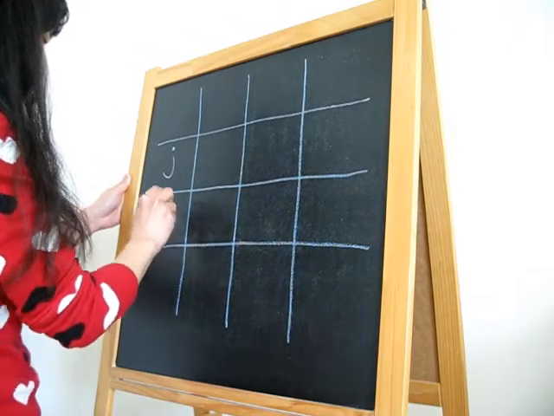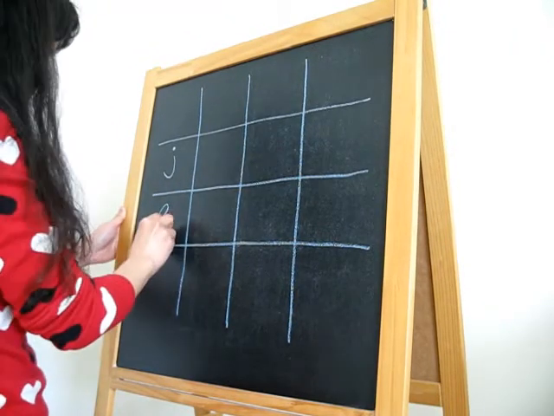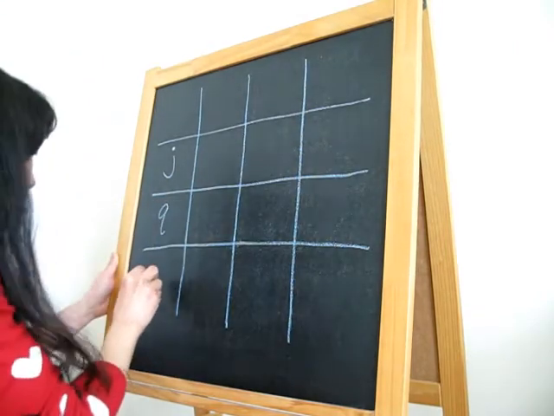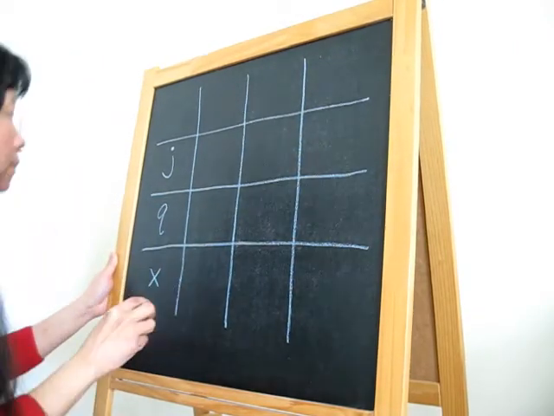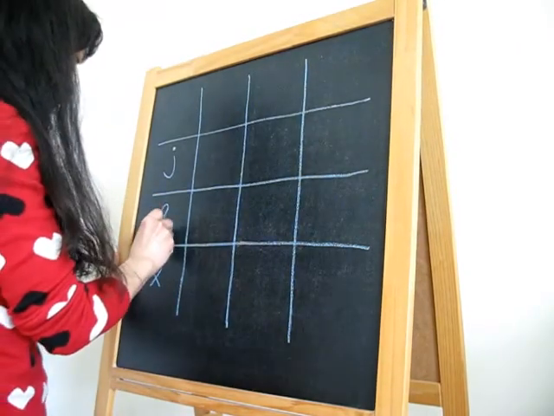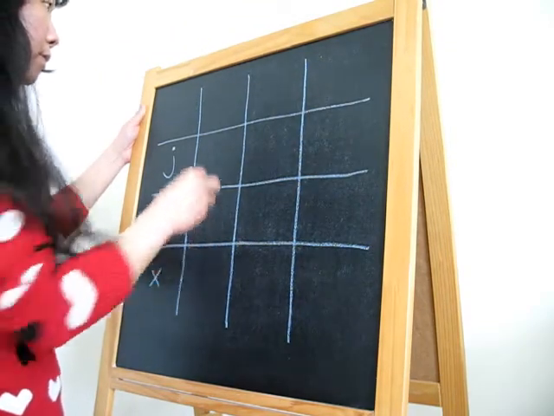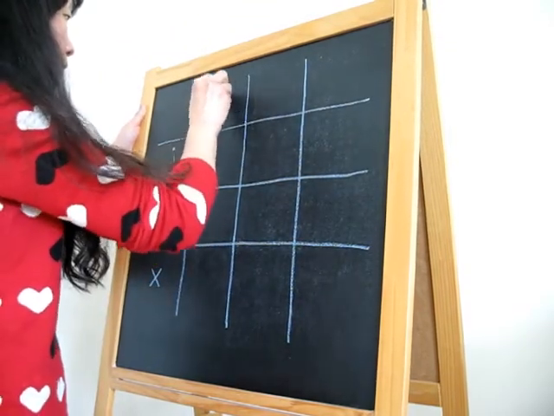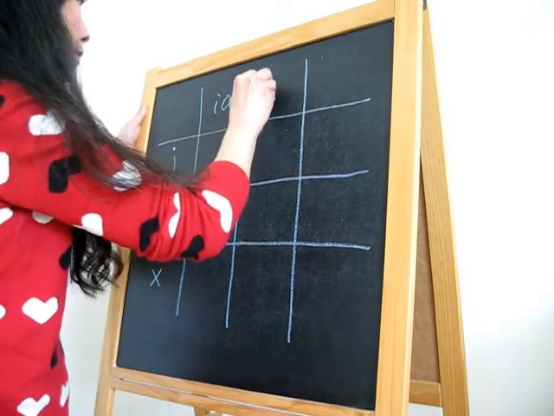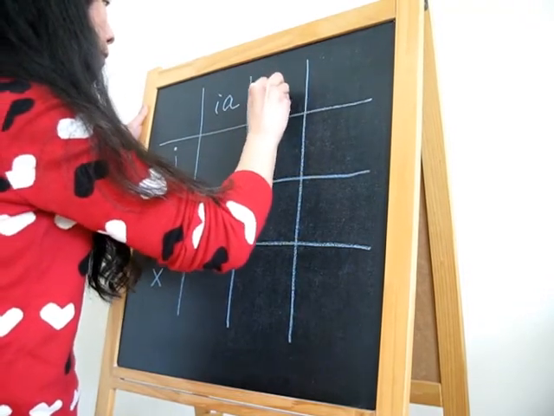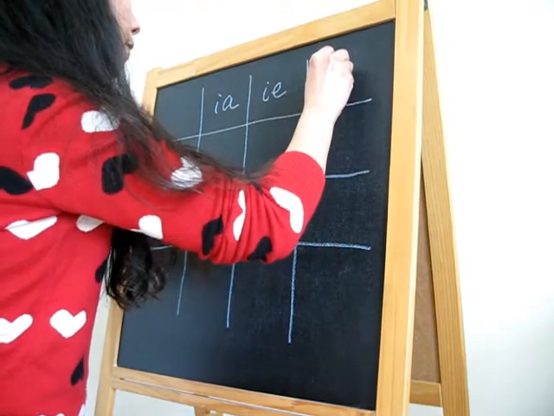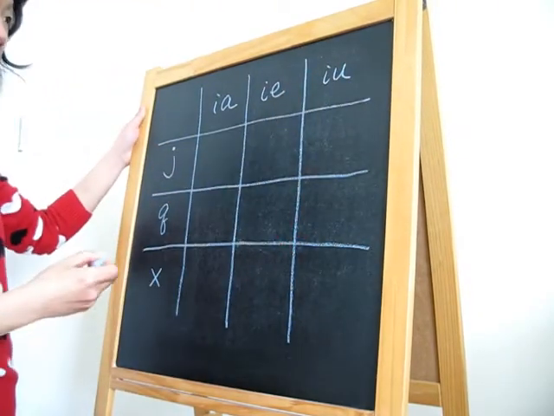鸡 qi, and xi. So these are the 3 consonants. So we have all the letters in English as well, like J, Q, and X. The compound vowels include ia, ie, and iu.